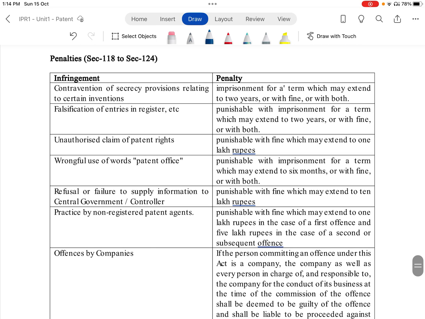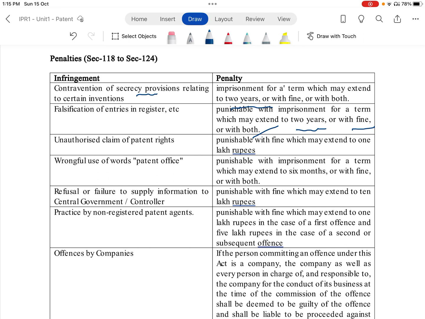So what are the penalties for not complying with the provisions of this Act? Okay, if there is a secrecy provision, and a person is not able to maintain that secrecy, then it will be punishable with imprisonment of 2 years or with fine or both. In case of falsification of entries in the register, if any person tries to make wrong entries in a register, then again imprisonment of up to 2 years, fine or both.